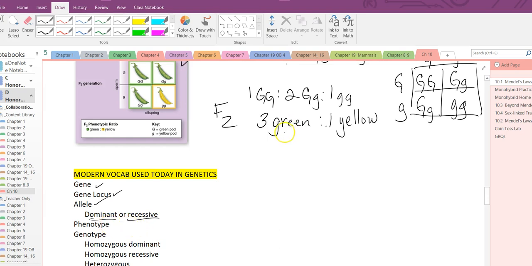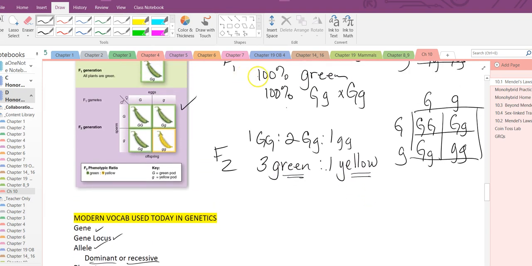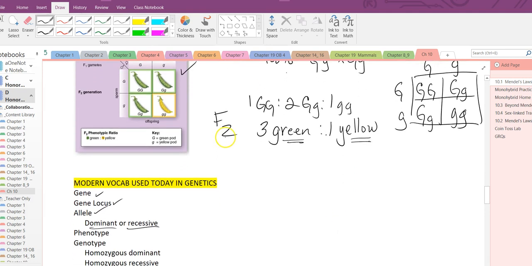Here, we're talking about the color green and yellow. So if you talk about the phenotype of the F1, they were all green. If you talk about the phenotypes of F2, you had 3-to-1 green, yellow.